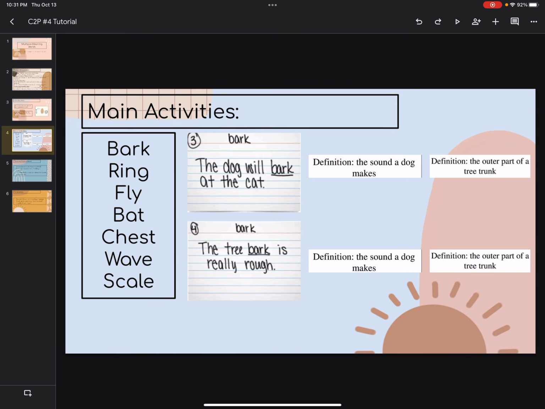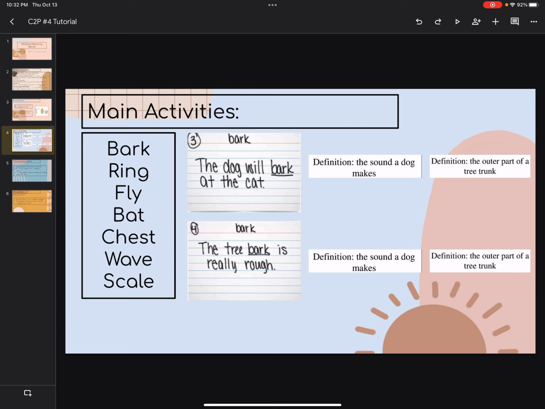So this is what the main activity would look like, briefly. You would start with your list of multiple meaning words. Then in pairs, students would choose a word. My note cards that I have here would be an example of a pair of students that chose bark. The note cards are pre-numbered and they'll correspond with questions on a recording sheet. So 3 and 4 will both be sentences that the students create using the word bark, using both definitions.